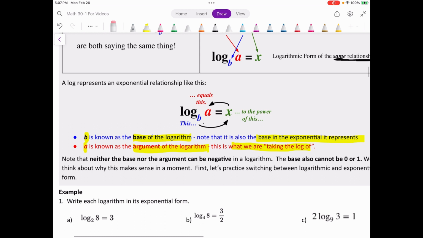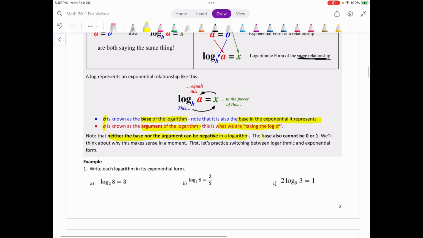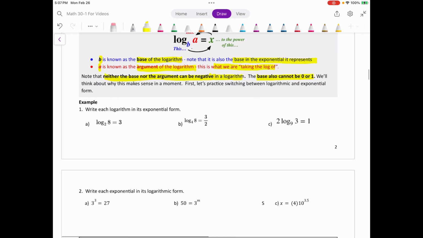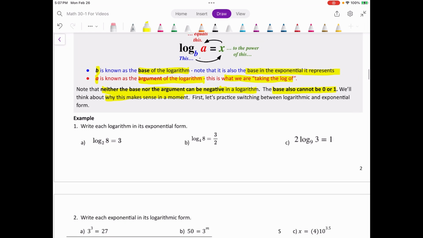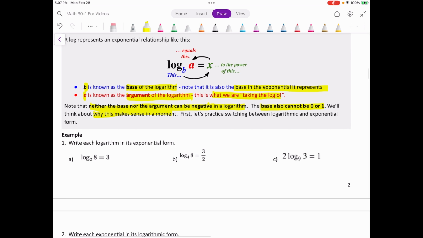Note that neither the base nor the argument can be negative in a logarithm. The base also cannot be 0 or 1. We're going to just put that on the back shelf for a second so we can spend some time getting comfortable with logs, okay? But I promise we'll circle back to why that makes sense, why the argument and the base could not be negative, and also why our base cannot be 0 or 1. But first, let's just get comfortable with some logs.